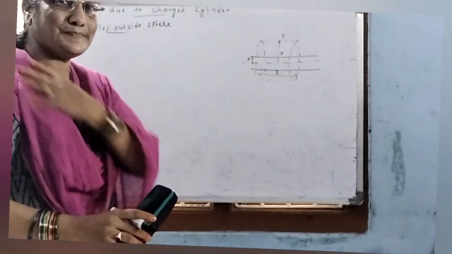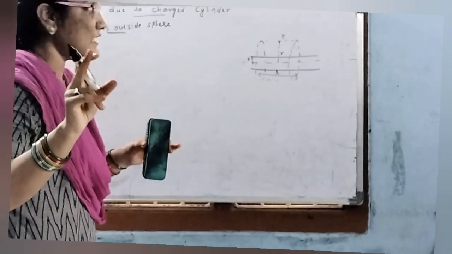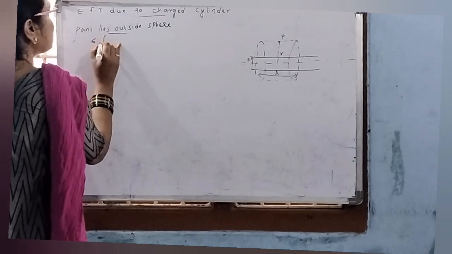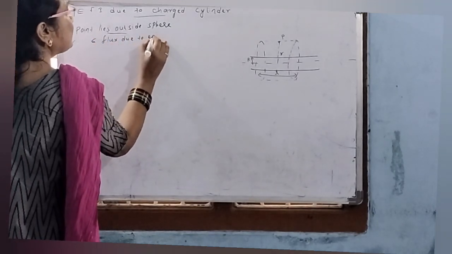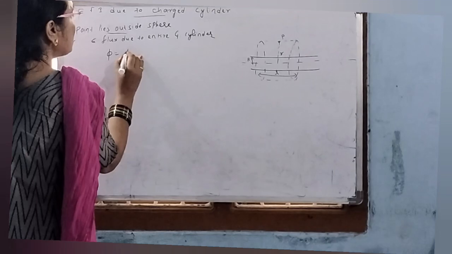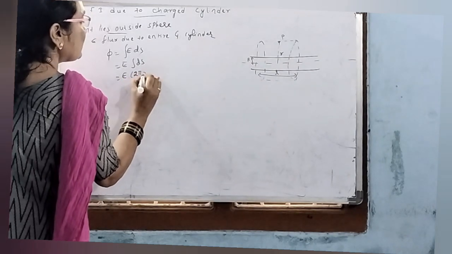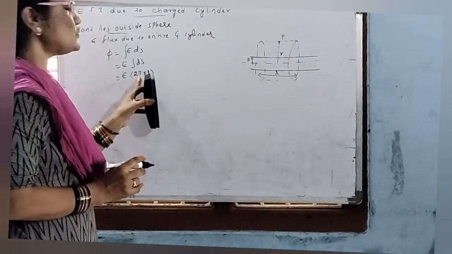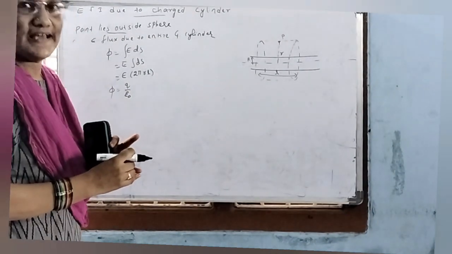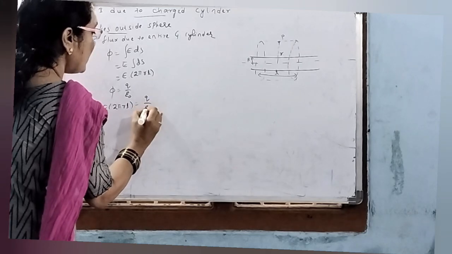Before, I said how we will write the electric flux. The electric flux is only due to the curved surface. So the total electric flux is the electric flux due to the entire Gaussian cylinder. So phi is equal to integral E ds, so E integral ds. And what is integral ds? The surface area of the cylinder, that is 2 pi r L. Now what is phi as per Gauss law? Q by epsilon naught. Substituting, E times 2 pi r L is equal to Q by epsilon naught.